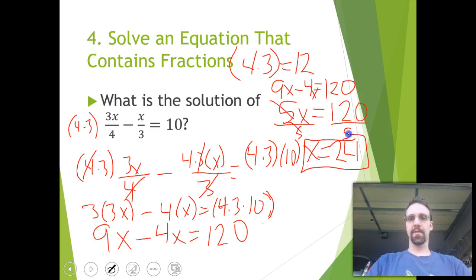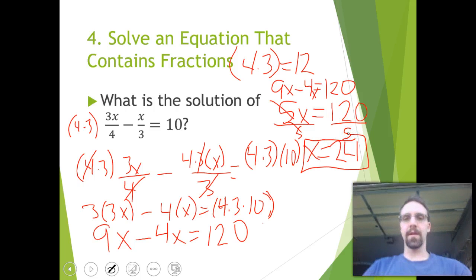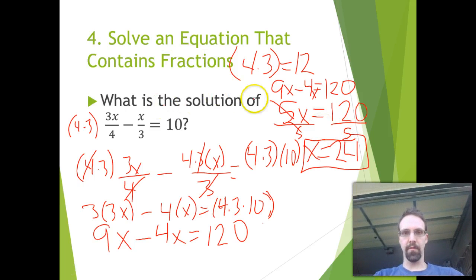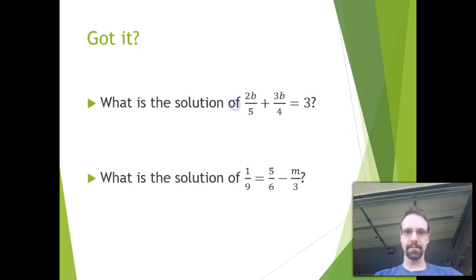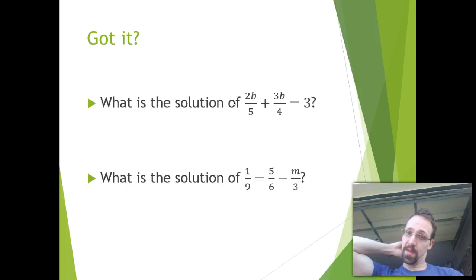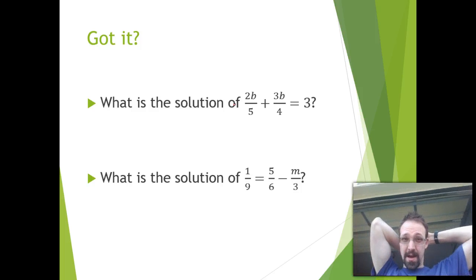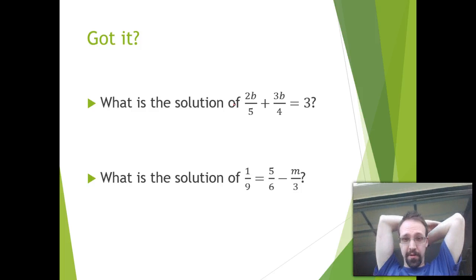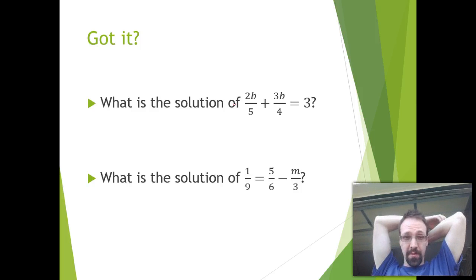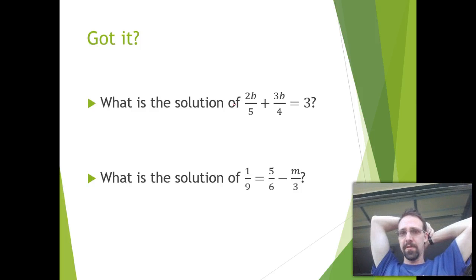So x equals 24 is my answer. Go ahead and check. I have one more thing for you guys to do. Go ahead and pause the video if you need to. I have two checks for you guys to do. When you get done with your first check, check with your table. Then when you get done with your second check, check with your table. Wait until everyone's done with the first check before you do the second one.